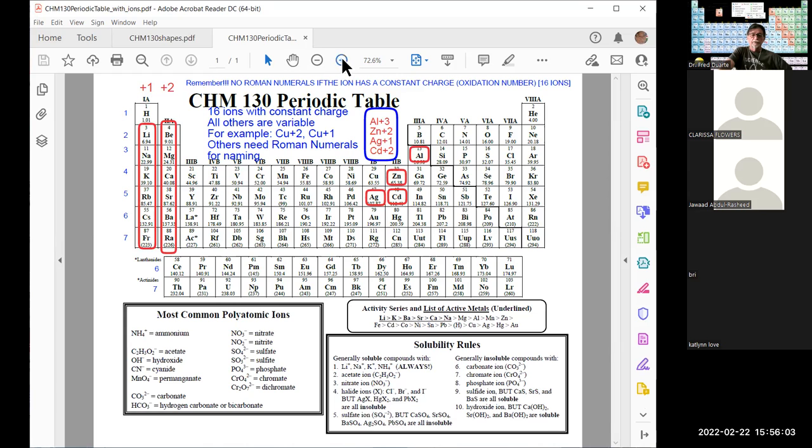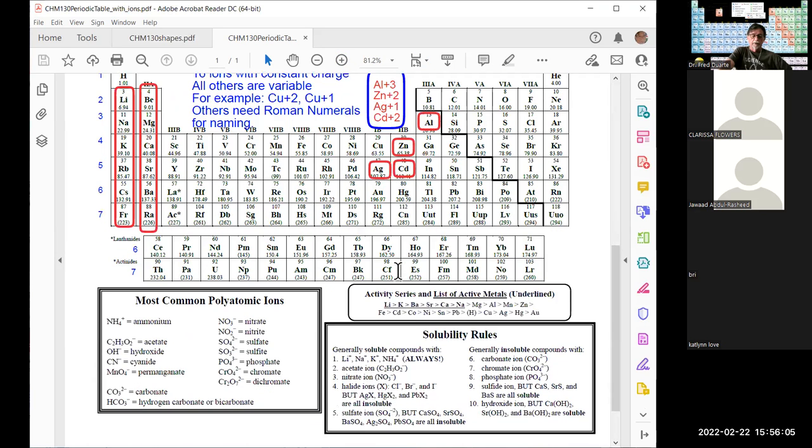And if you look at the periodic table, down in the bottom left side, you will see a table. Let me highlight it right here, which is called most common polyatomic ions, okay? These are chemical compounds, specifically anions or cations. We had talked about the atoms, single atoms creating anions and cations, ions, okay?